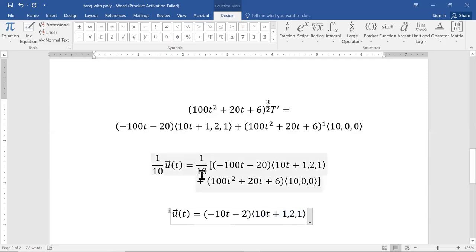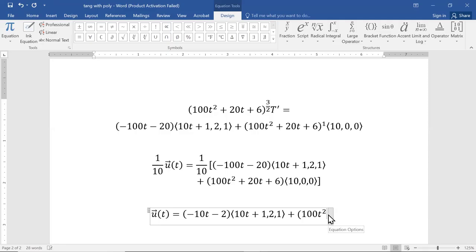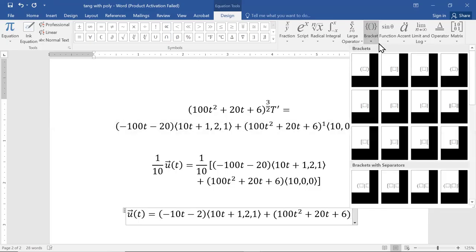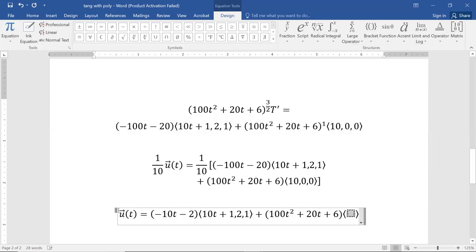When I multiply 1/10 times this thing, I'm just going to multiply by that 10. I'm going to multiply the vector by 10. I'm using the associative property of multiplication with scalars and vectors to do that. So I'm getting plus 100t squared plus 20t plus 6 multiplied times the vector 1, 0, 0.